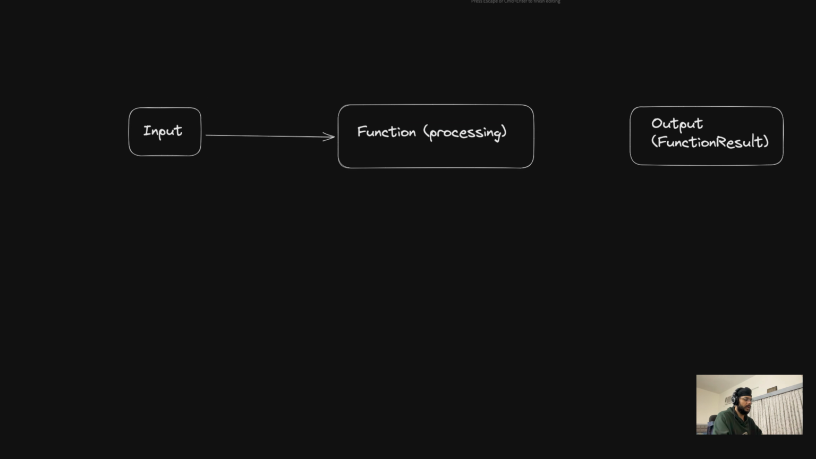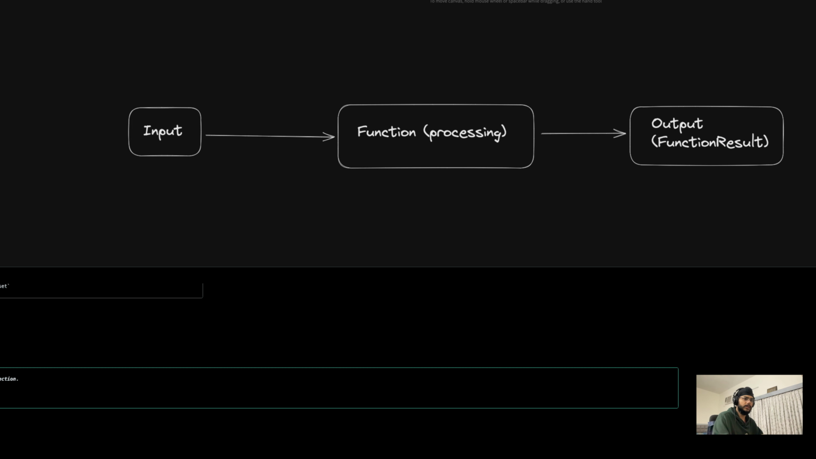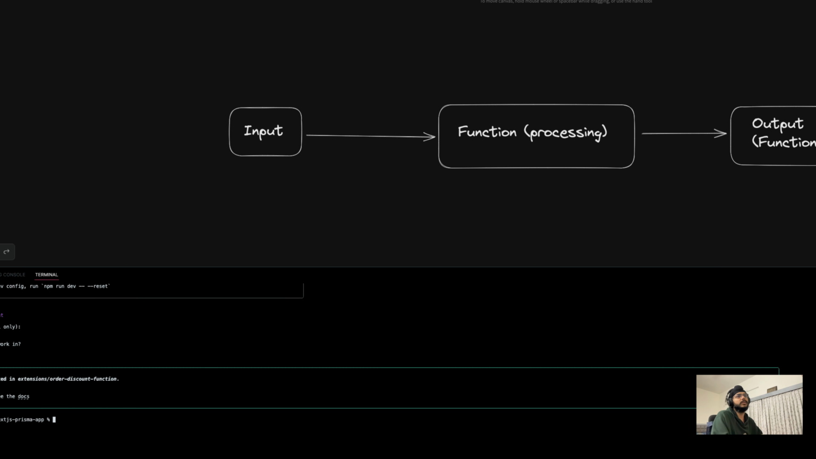Now, in your function, you import the input variable, and then you run all of your processing there. Whether it's running permutations, combinations, whatever it is that you want your function to do, we then head over to output. Shopify expects the output to be in a very specific format, which is where the function result comes in.